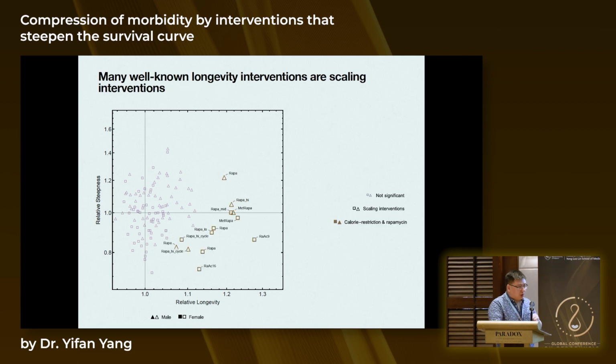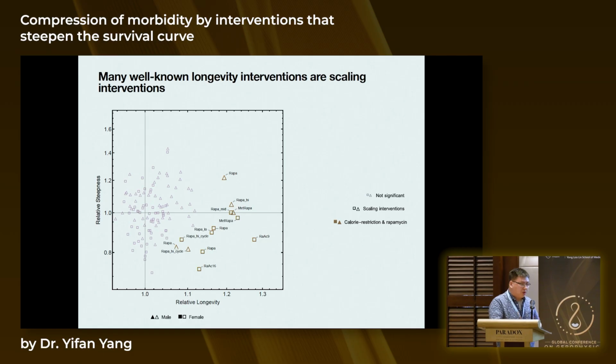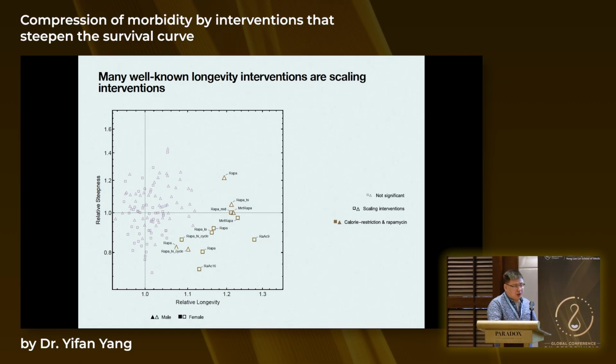The very well-known group of interventions, which are calorie restriction and rapamycin, what we see is that they do prolong lifespan significantly, but they do not change steepness significantly. So they are what we call scaling interventions. So rapamycin and calorie restriction are scaling interventions.